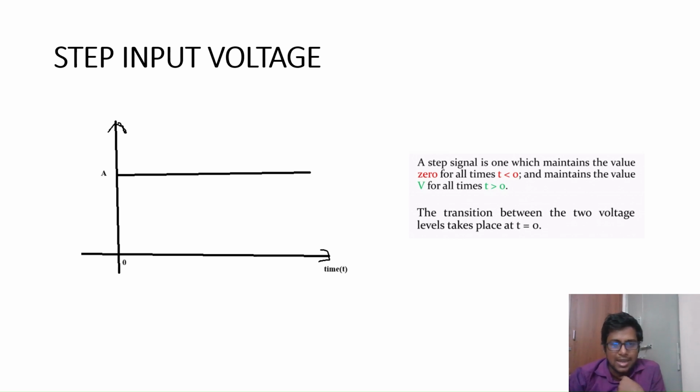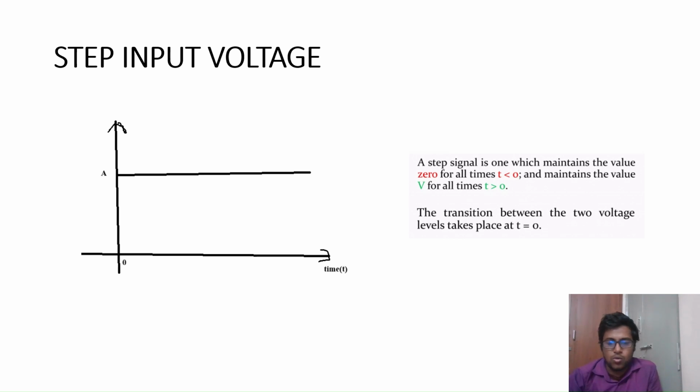And what happens when the time t value is greater than 0? In that case you will have the input voltage value as, let us say, A. Now what happens at t exactly equal to 0? Whenever t is less than 0, you get a 0 magnitude, and whenever t is greater than 0, you will have the voltage or magnitude value as A. Now what happens exactly at t equal to 0? Your input voltage will jump from 0 to A. This is a sudden change. This is the behavior of a step input voltage.